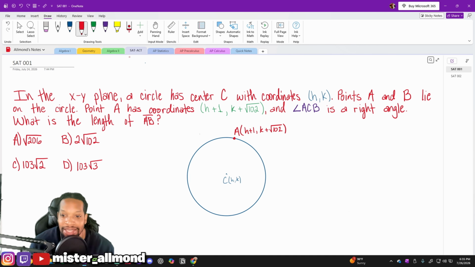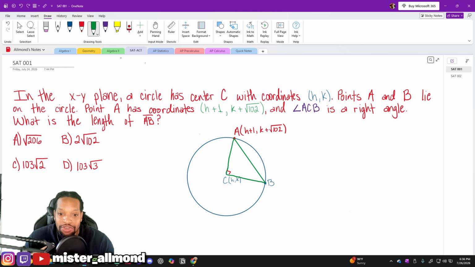Okay. And then they tell us that the angle ACB is a right angle. So like I said, they don't give us the coordinates of B, but if I were to make a right angle ACB, that can at least tell me where point B is. And then of course they tell us that that angle is a right angle. So they're asking us for the length of AB. So I guess it makes sense to draw a line from A to B. And on the test, of course, this should be screaming right triangle. Distance from A to B.